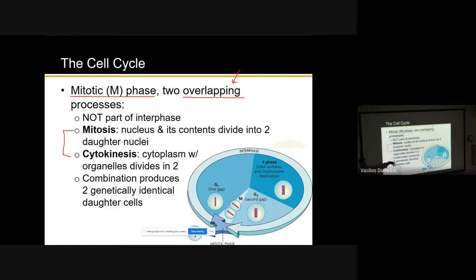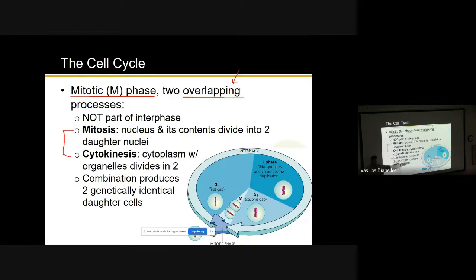But what happens in cytokinesis? That is when the cytoplasm, which is the cell itself, not just the nucleus but everything else and all of its organelles, divides into two. So again, mitosis is strictly looking at the nucleus and everything inside of it. Mitosis is dividing the nucleus. Cytokinesis, everything else. That's how you can look at it. Mitosis, nucleus and everything in it. Cytokinesis, everything else.